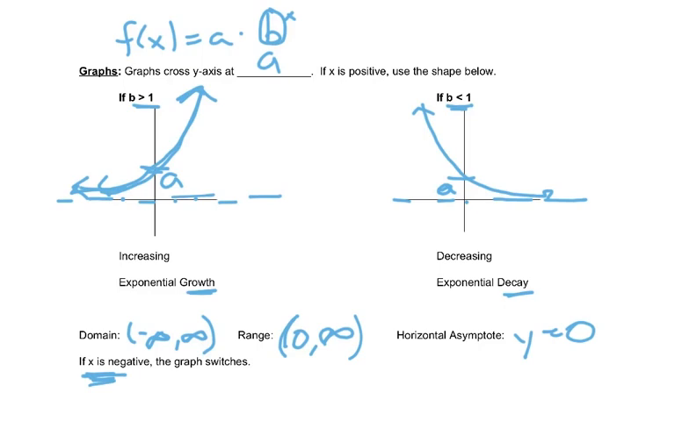If x is negative, then the graph switches. So by that we mean that these two would trade places. If b was positive, then the graph would go down. If b is negative, the graph would go up, if x is negative. That doesn't happen very often, so we're not going to worry about it.